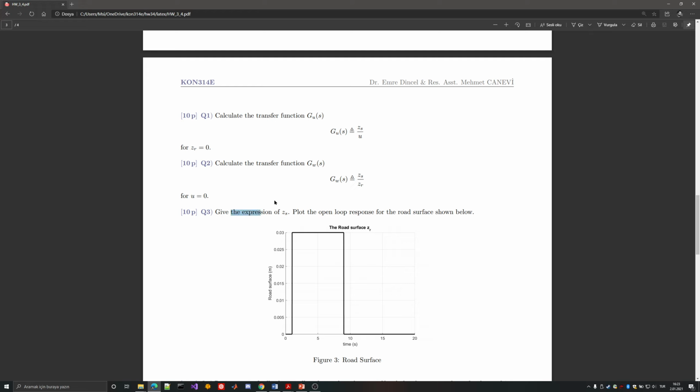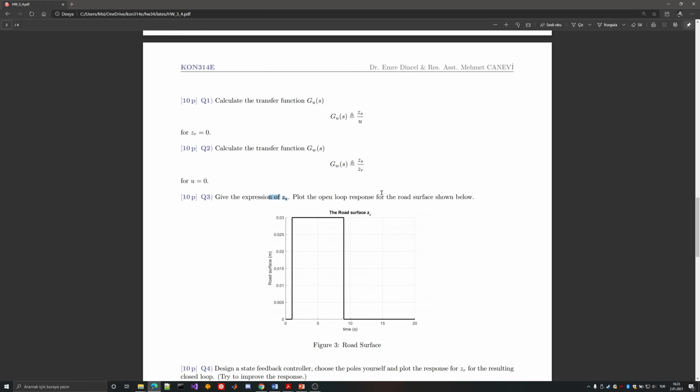And then you are asked to give the expression of ZS. Basically, you will combine them together. You will use this and this, and then the corresponding inputs and their sum will give you a ZS. That's not the issue here, but you are asked to generate this road surface here. This is one, by the way, as you can imagine.